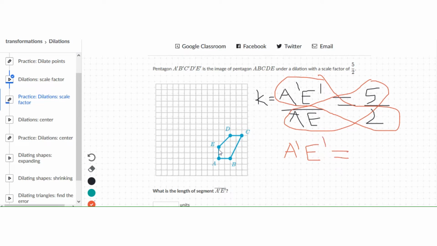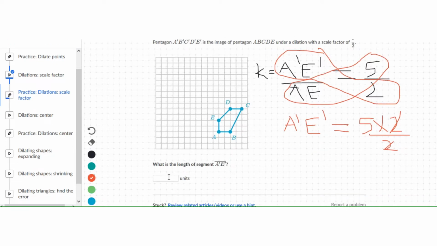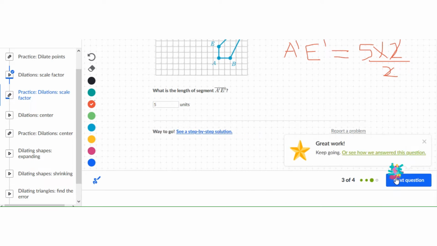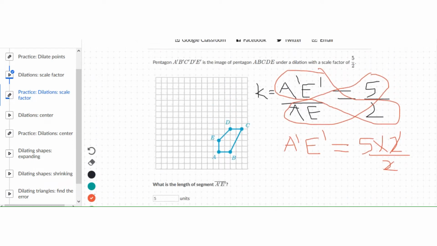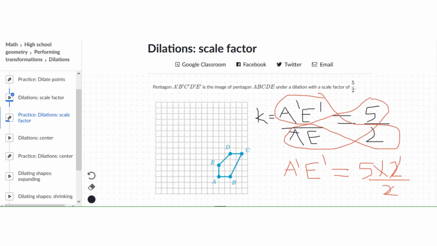Now how much is AE? 1 and 2. You can count the square. So 5 multiplied with 2 divided by 2. Now 2 and 2 will cancel, so the length is 5 units. You can put it here and check your answer. Correct. And similarly, you can move to the next question. So I hope you understood how the dilations on scale factor has to be solved. Do the similar questions and then we'll move back to the presentation now.